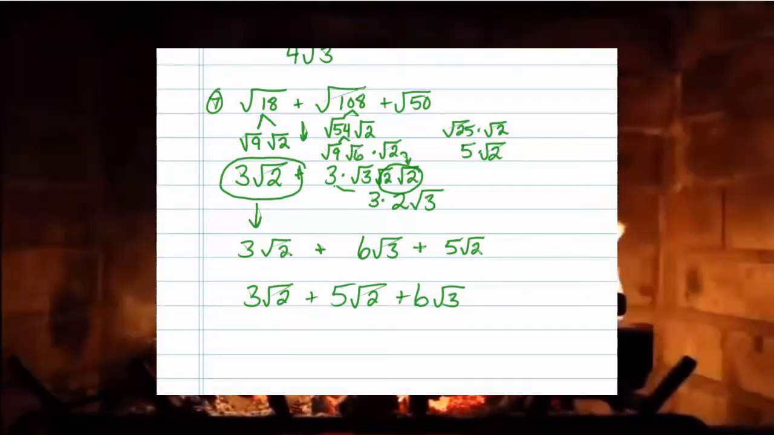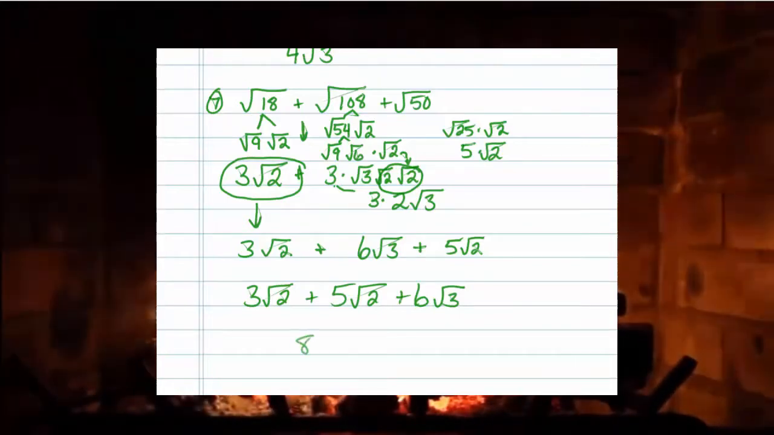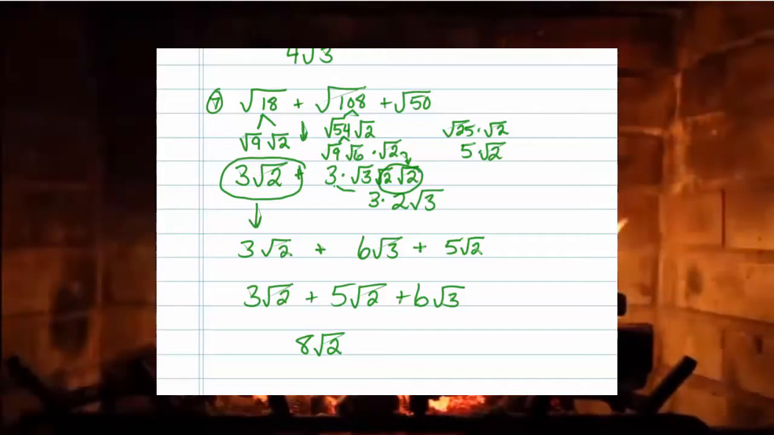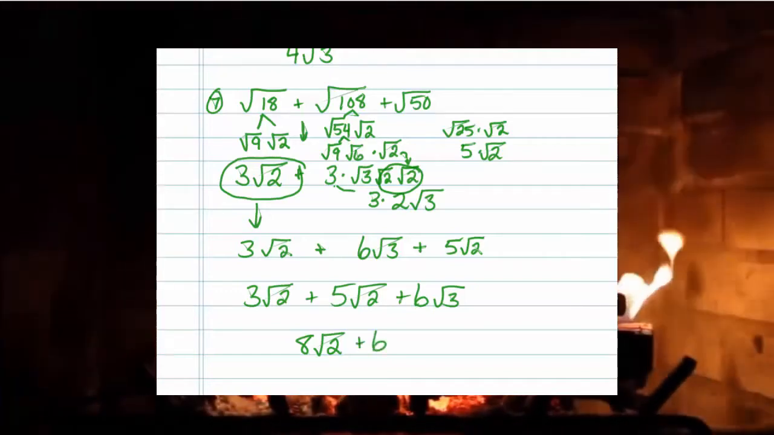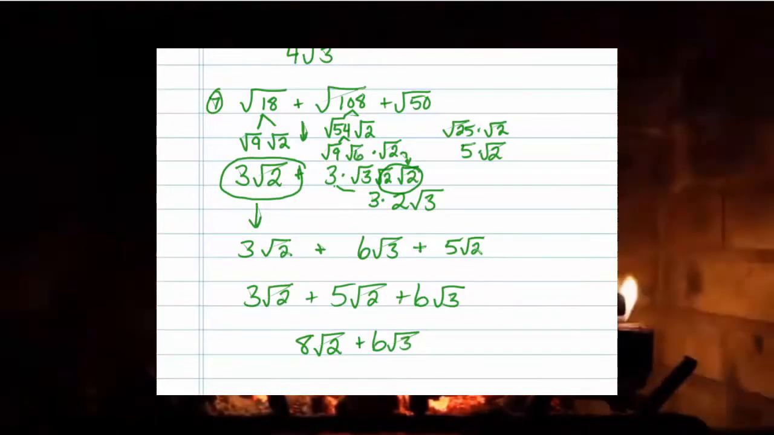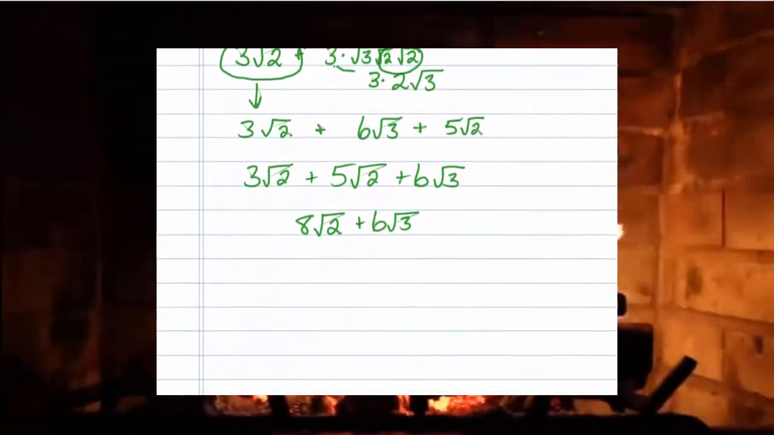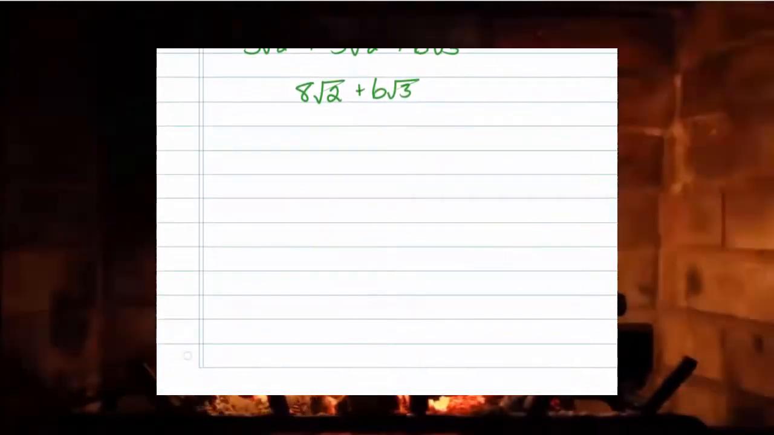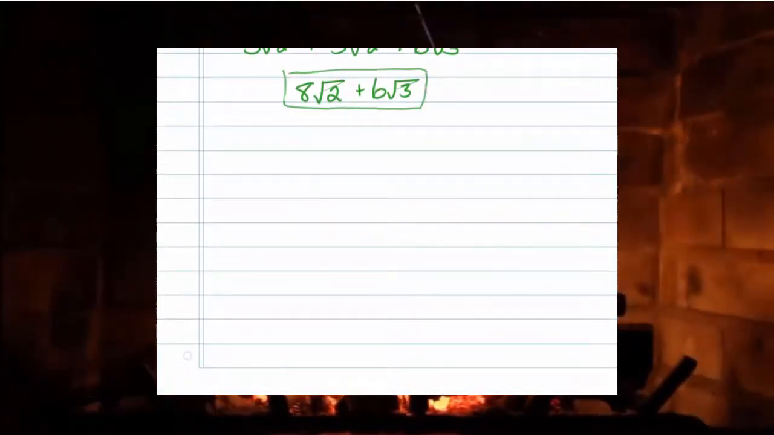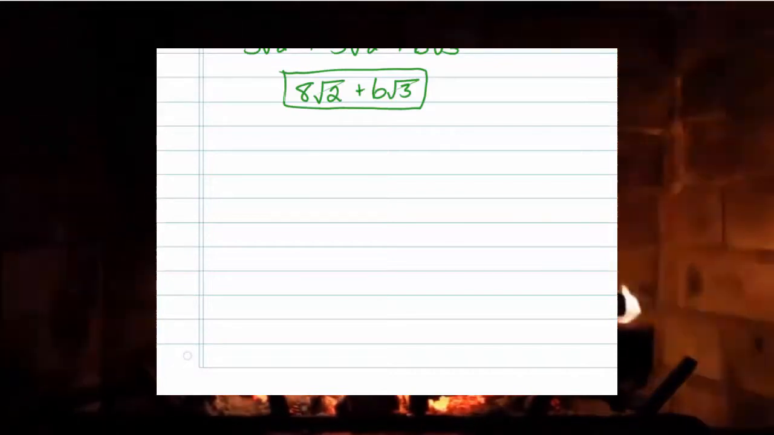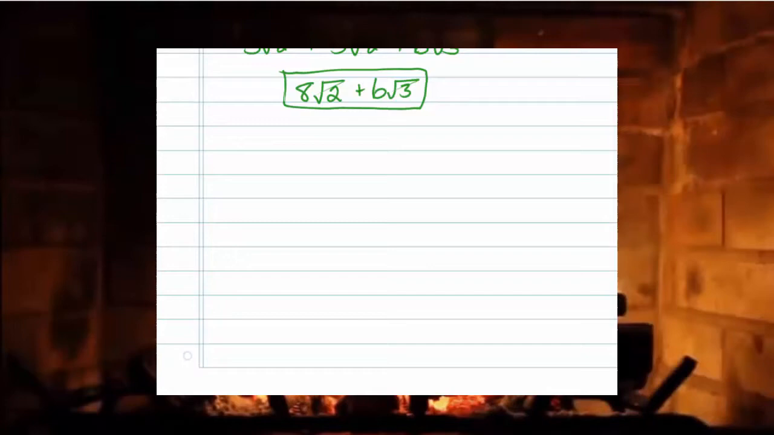Now I notice that I have a 3 square root of 2 plus 5 square root of 2, which has the same value inside the radical. So I can add their coefficients. 3 plus 5 is 8 square roots of 2 plus 6 square roots of 3. And we end up with 8 square root of 2 plus 6 square root of 3 because there's nothing else that can be combined. That would be our simplified answer.